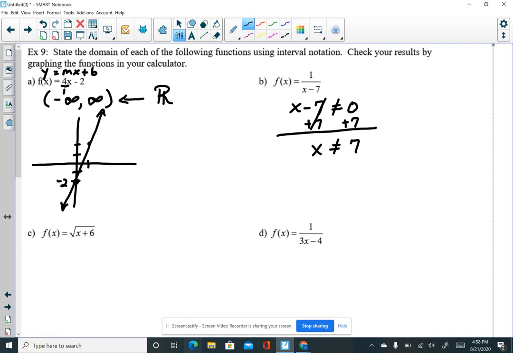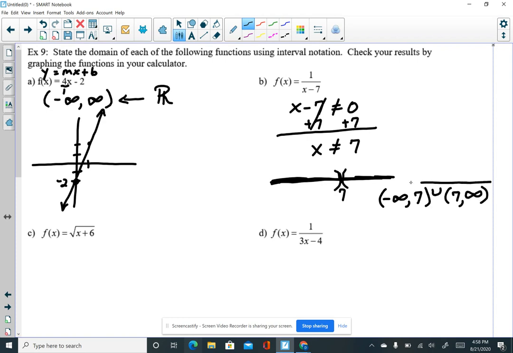So if you're thinking about this in terms of a number line, then you've got your 7 sitting here, and you're saying it can equal everything smaller than that, and it can equal everything bigger than that. But notice how I didn't put a bracket on either one of those, because it cannot actually equal the 7. So if I'm writing this in interval notation, I'm going to have negative infinity to 7, and unite that with the other half of the graph, which will go from 7 to positive infinity. And that would be our final answer for our domain there, okay?